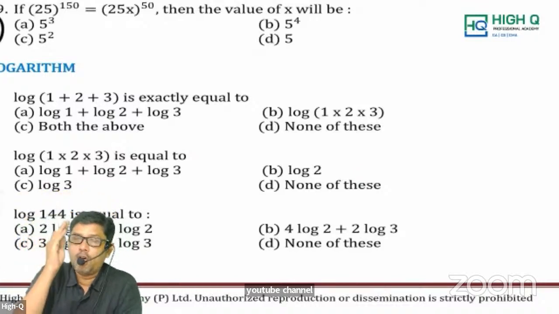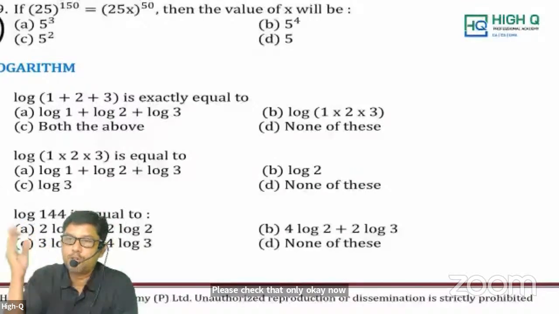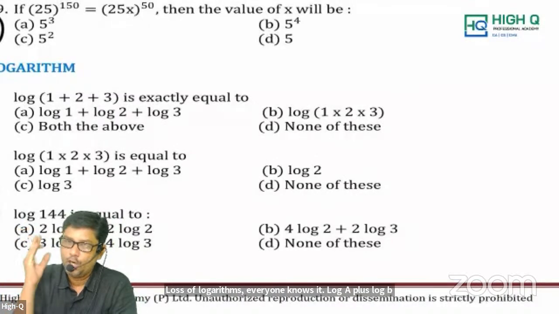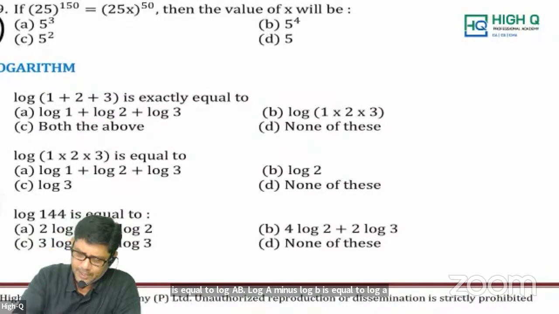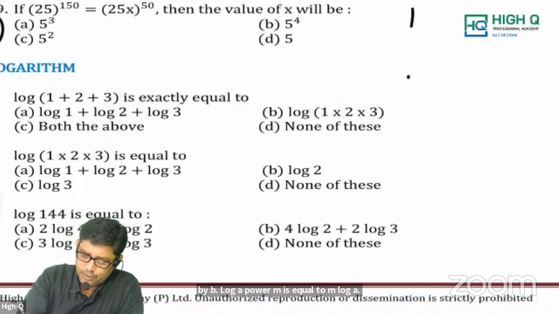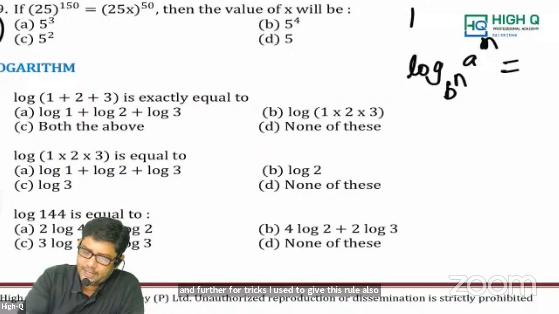Now, laws of logarithms, everyone knows it. Log a plus log b is equal to log ab. Log a minus log b is equal to log a by b. Log a power m is equal to m log a. And further, for tricks, I used to give this rule also. Log a power m to the base b power n is equal to what? M by n log a by b.